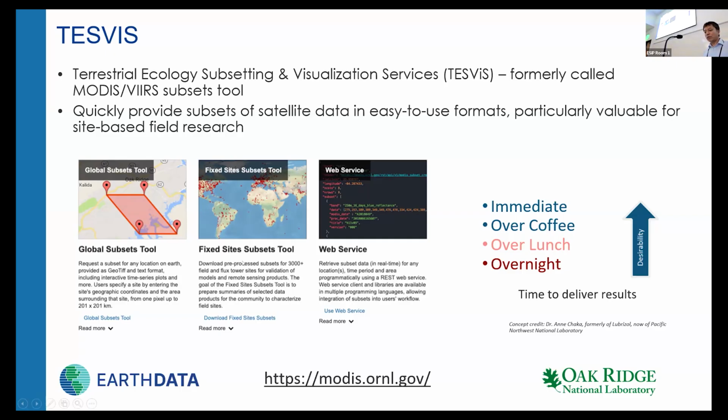But for the fixed size tool, what we have done is we have chosen these 3,000 plus sites. Now I think there are 3,700 sites from these flux towers and other LTER. We have pre-processed these subsets and put them in our database, so the user can come and get those subset data instantly. So the fixed size tool gives the data in an immediate range as well. We also have this web service that gives those subset data sets, so you don't have to wait at all for these data sets.